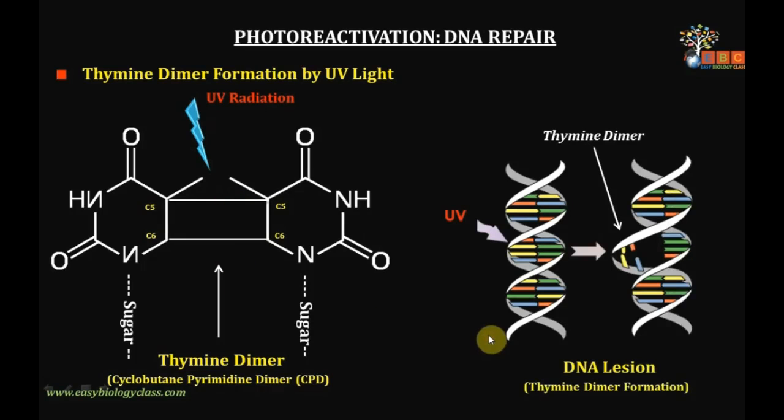Thymine dimer induces a bulge in the DNA, and as a result, the normal conformational symmetry of DNA is lost with this lesion.